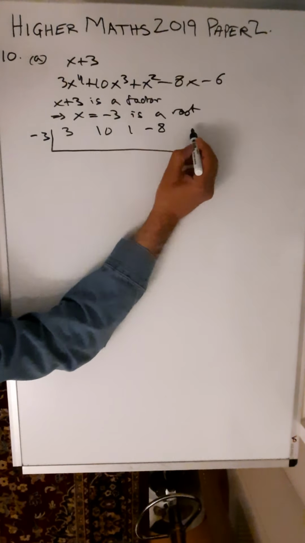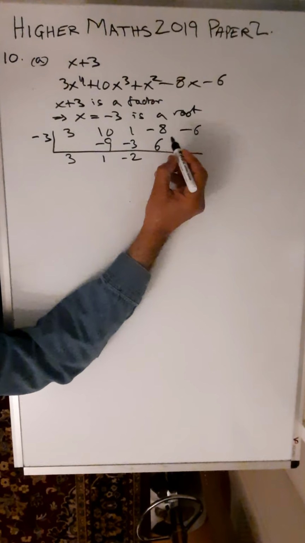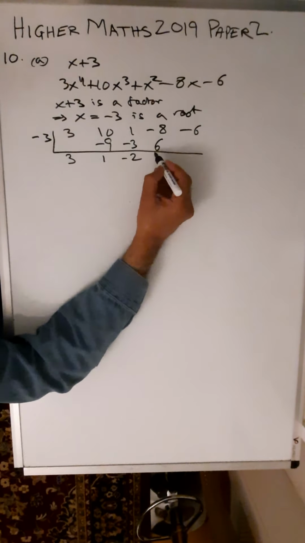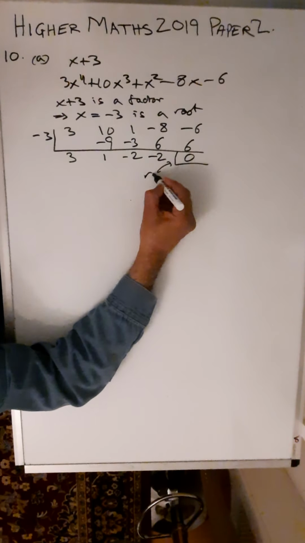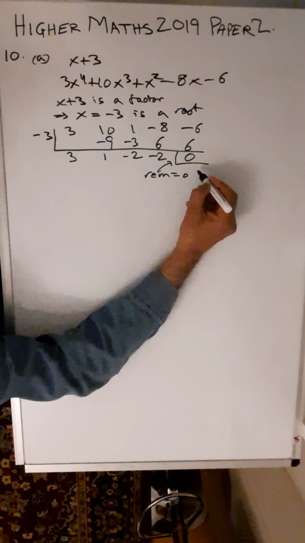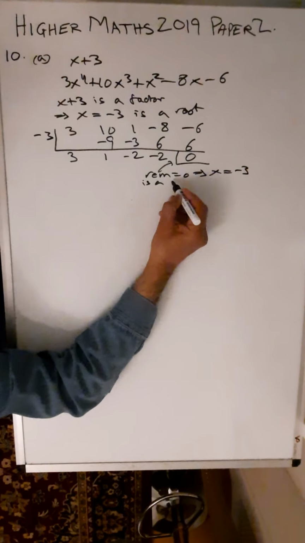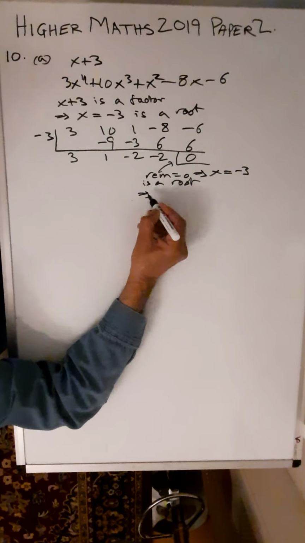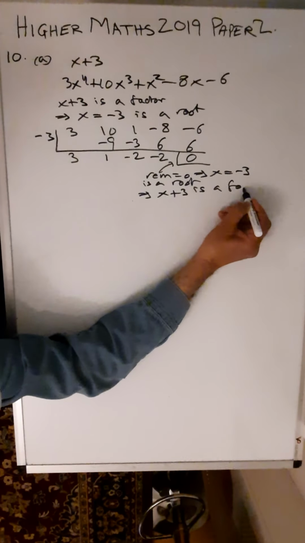Bring the 3 down. 3 times minus 3 is minus 9, 10 plus minus 9 is 1, 1 times minus 3 is minus 3, minus 3 plus 1 is minus 2, minus 2 times minus 3 is 6, 6 minus 8 is minus 2, minus 2 times minus 3 is plus 6, 6 minus 6 is 0. That is the remainder equals 0, implies that x equals minus 3 is a root. This further implies that x plus 3 is a factor.